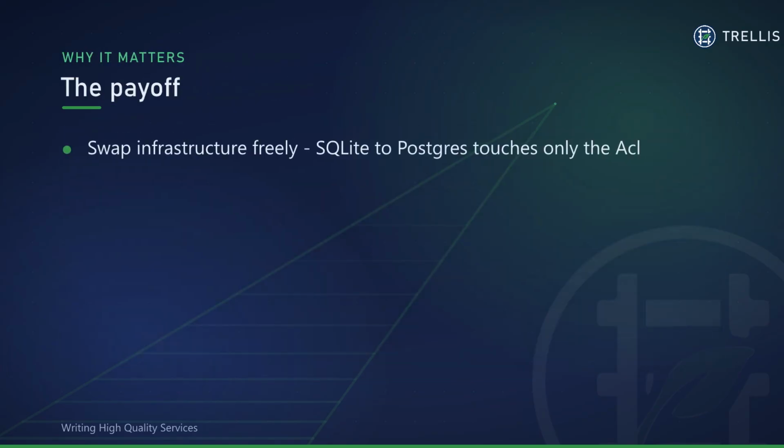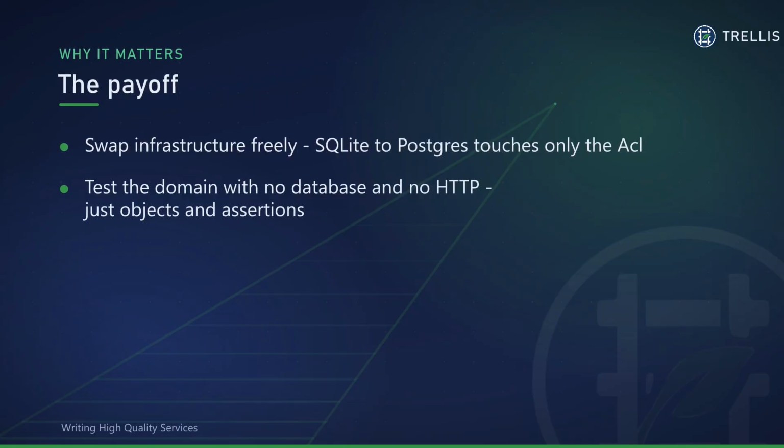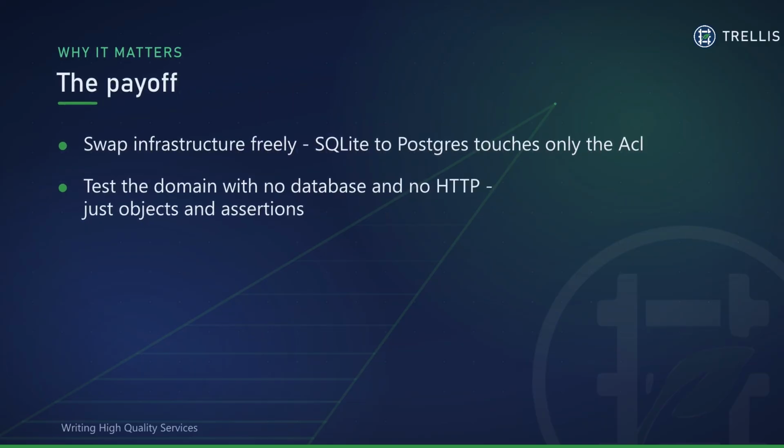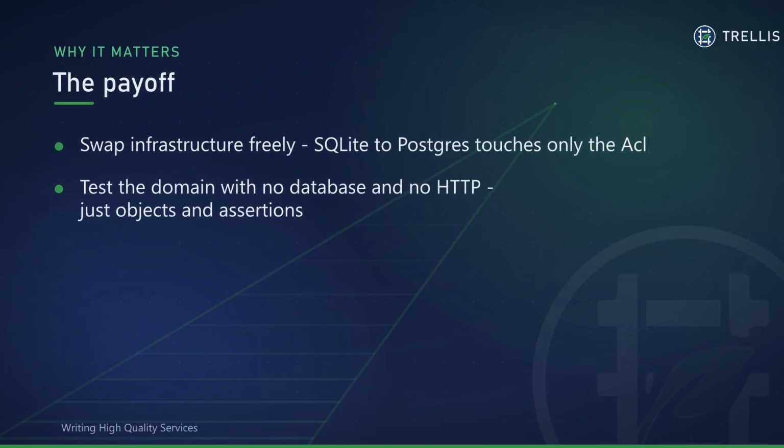One: you can swap infrastructure freely. Moving from SQLite to Postgres, or Entity Framework to Dapper, touches only the ACL. The domain and application don't even notice. Two: you can test the heart of your system with no database and no HTTP. Just construct your objects and assert on them, because there's no infrastructure to spin up.